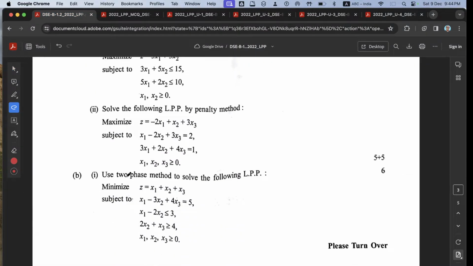Question 3bi. Use the two-phase method to solve the following LPP. Minimize z equal to this, subject to this.